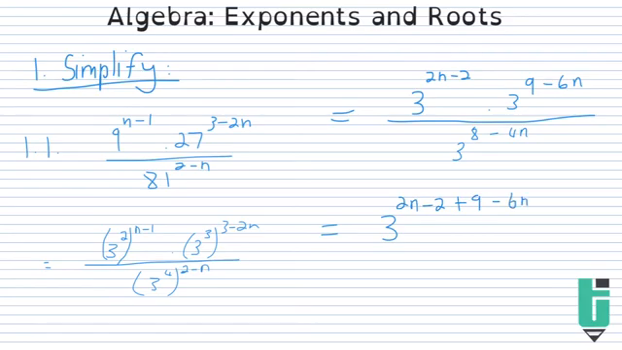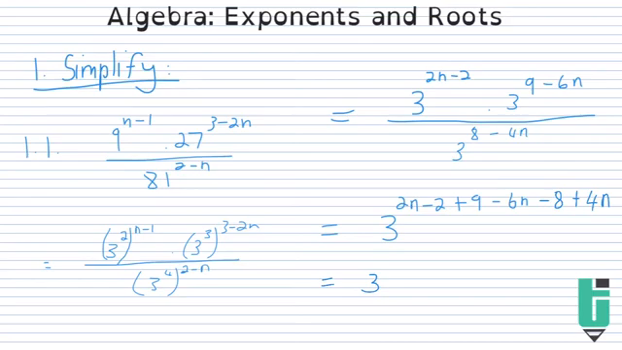Okay. And now at the bottom, we have 3 to the power 8 minus 4n. So whatever you have at the top, you'll have to subtract this 8 minus 4n. Just be careful with your signs. So you'll say minus 8 minus negative 4n. So that becomes plus 4n. Awesome. And now all we have to do is just simplify the exponent.